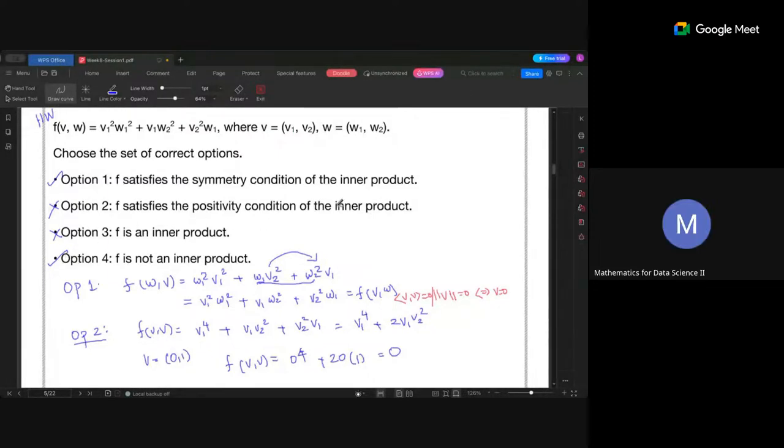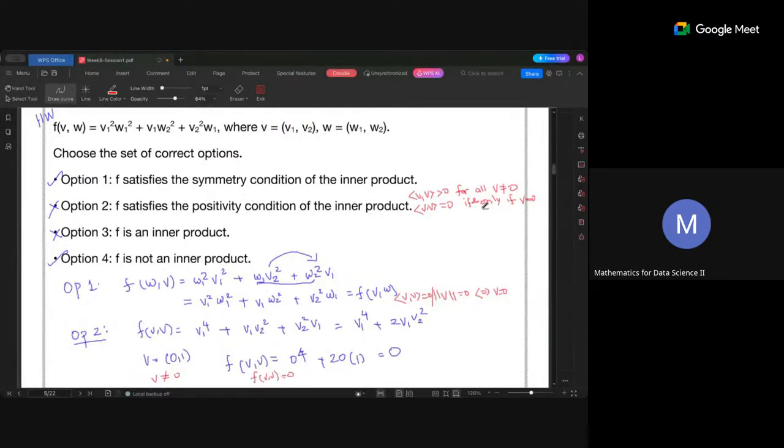See, option 2 consists of two parts. You have to prove that inner product V, V is always greater than or equal to 0 for all non-zero elements. And also you have to prove inner product V comma V equal to 0 if and only if V equal to 0. So if you disprove one of these, then the positivity will fail. I have disproved the second condition. I have taken a non-zero element, and I have shown that the inner product is 0.